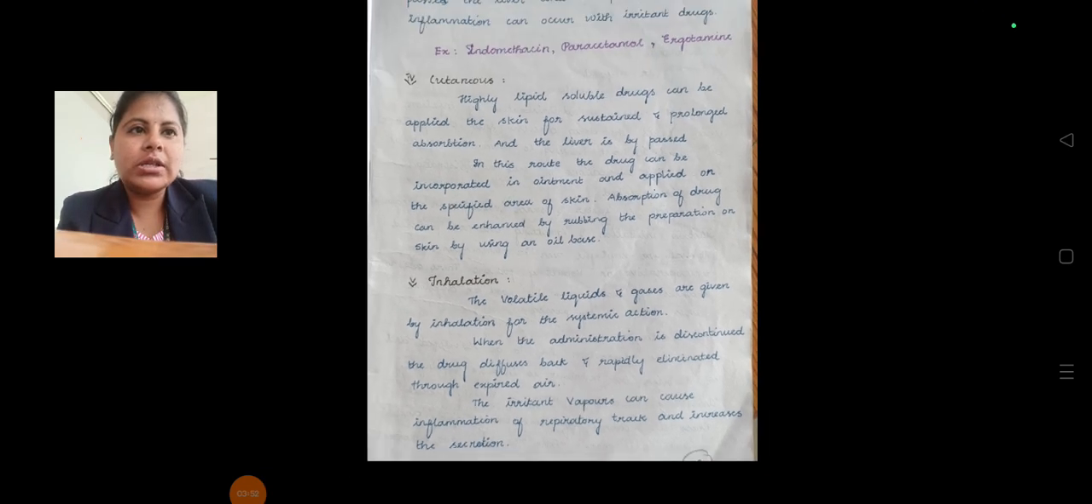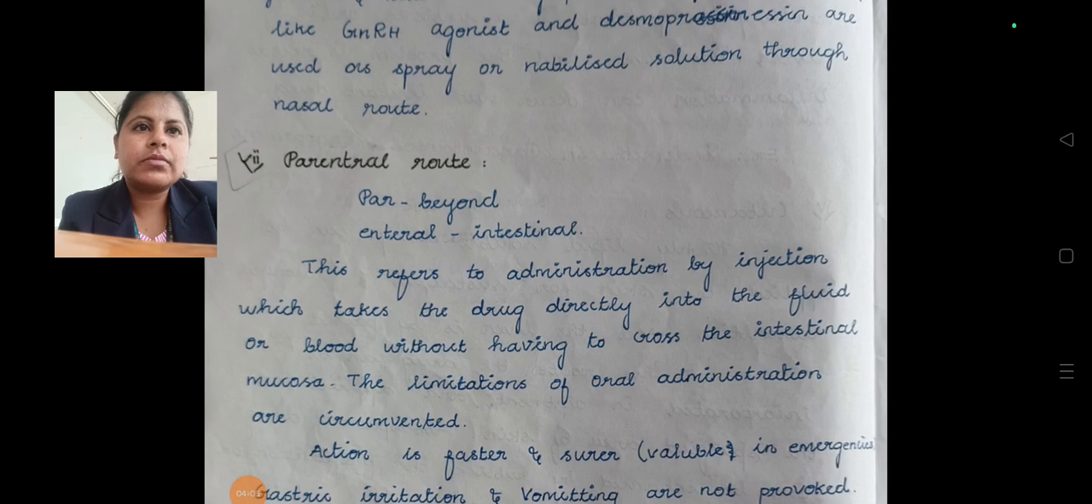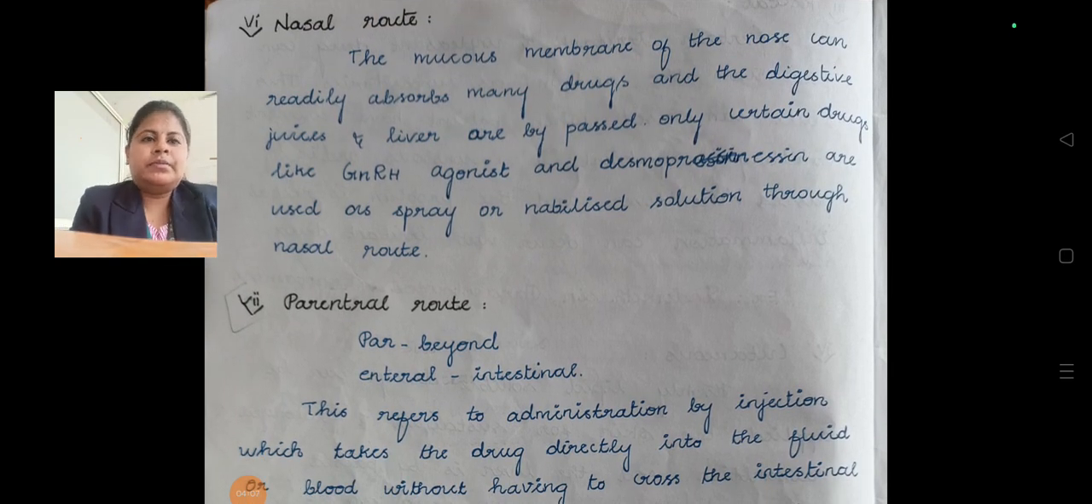And the last one is the nasal route. The first is rectal, second is cutaneous, third is inhalation, and the last is the nasal route. Nasal route means the mucous membrane of the nose can readily absorb many of the drugs and the digestive juices. The main advantage of this nasal route is that the liver is bypassed.